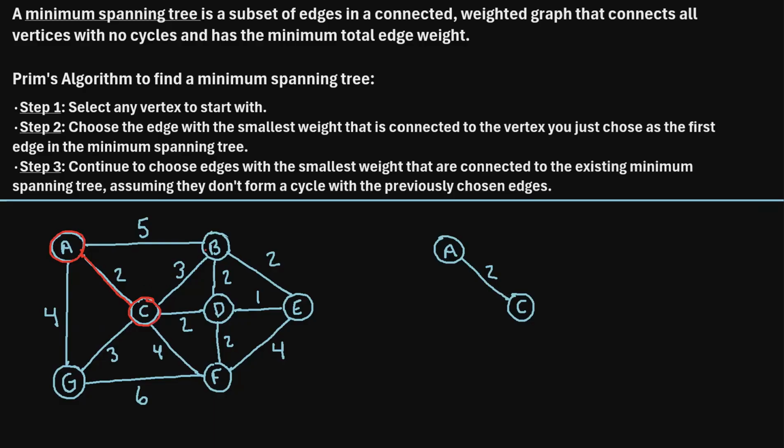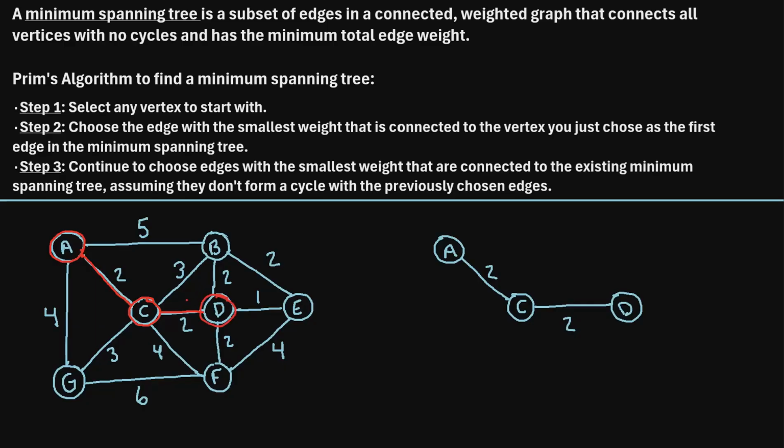Now, step 3 says continue to choose edges with the smallest weight that are connected to the existing minimum spanning tree, assuming they don't form a cycle with the previously chosen edges. So now if we consider all of the edges that are connected to vertex A and vertex C, which one has the smallest weight? Well, we can see that it would be this edge right here because it has a weight of 2. That's the smallest edge that is connected to A and C. So we'll go ahead and add this edge to our minimum spanning tree. Okay, so now here's what our minimum spanning tree looks like.